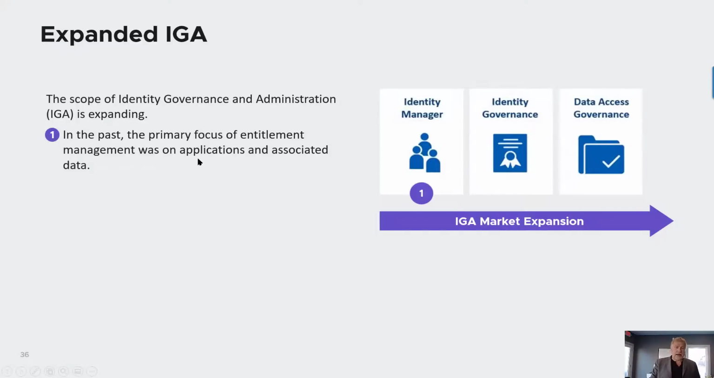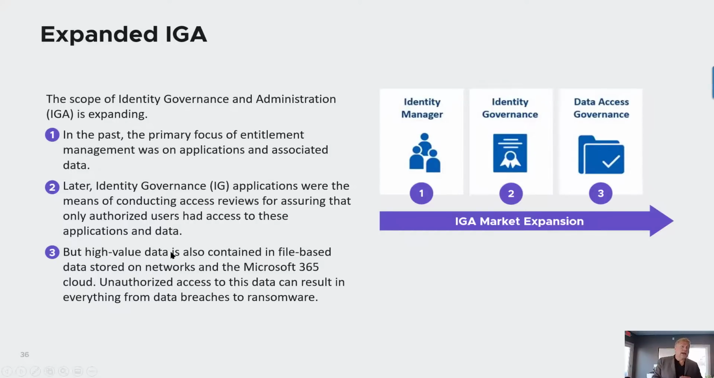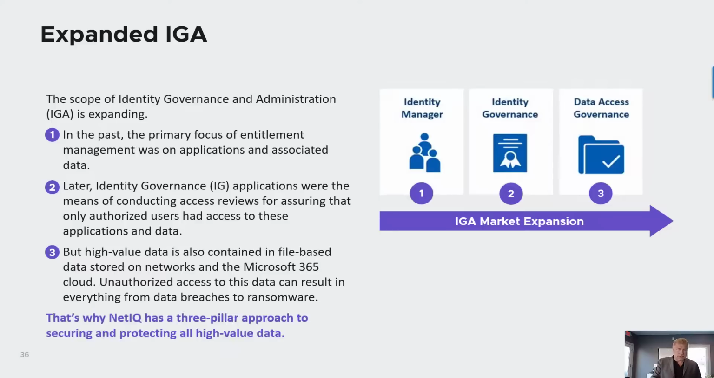So, depending on how long you've been around this market, we started out with Identity Manager, and it was really around provisioning and entitlement management. It's based on applications and associated data. But then later IG came into the picture where we needed to apply governance rules and be able to do things like access reviews for applications. But now we need data to be a first-class citizen right alongside applications. So that's where data access governance comes in. And again, this is that 3 legs of the stool, or the 3-pillar approach. And so that's where we're going and where the market is going.